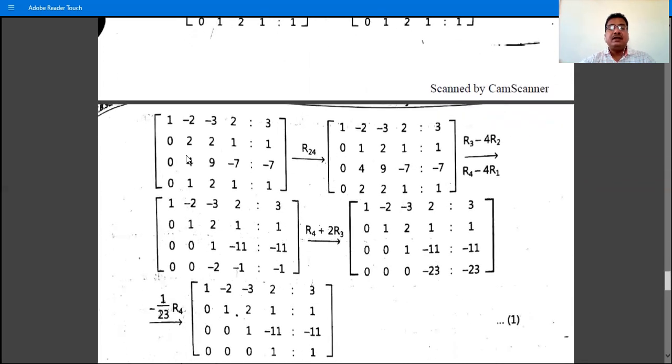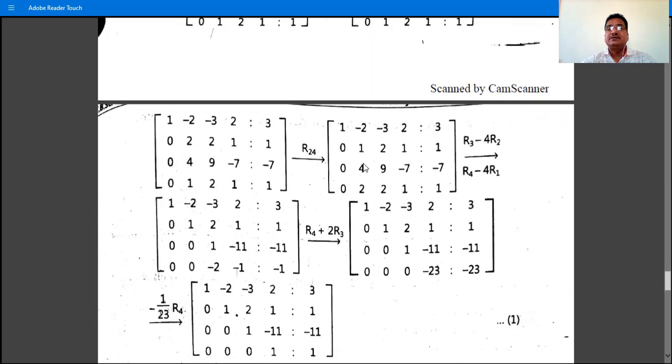So then the next step is what? Reduce this element to 1. In order to reduce this element to 1, we can use the third row or fourth row, but we cannot use the first row. So interchange the second row and fourth row, R24. So we have the first row and third row as it is, and interchange the second row and fourth row.